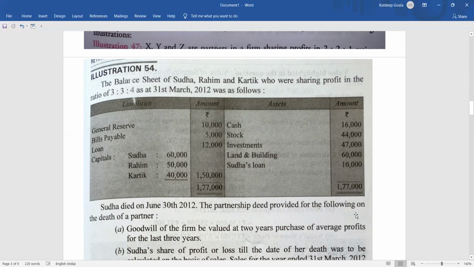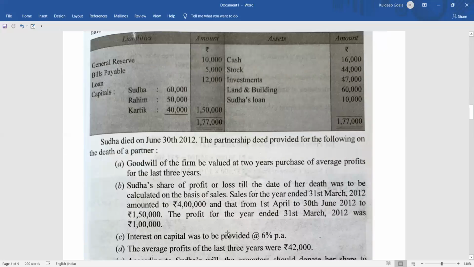The partnership deed provided the following in case of death of a partner. They have already made an agreement on how they are going to settle the books of accounts if any partner dies.